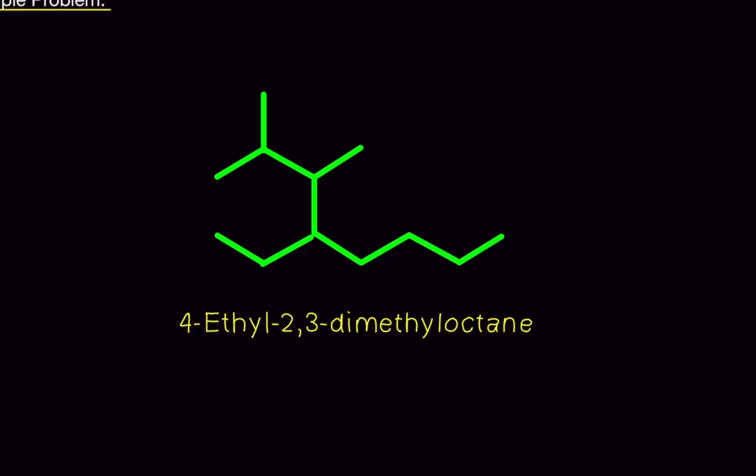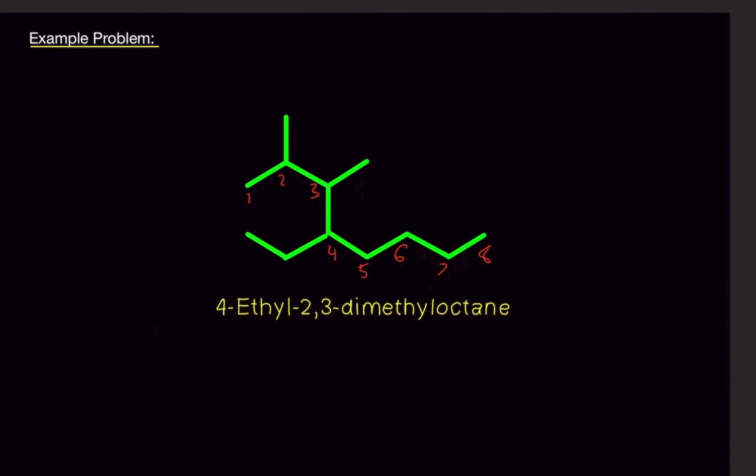But we can do this: 1, 2, 3, 4, 5, 6, 7, 8. Okay, because we got a methyl on carbon number 2, so we got that. A methyl on carbon number 3, we got that. And then we have an ethyl group on carbon number 4. So that's how you solve this one.